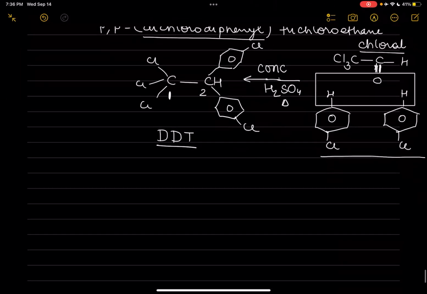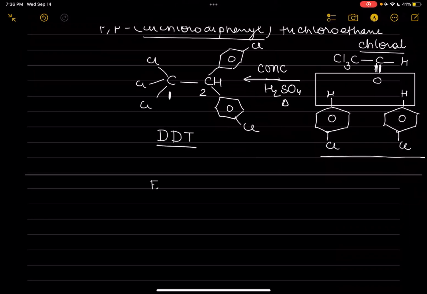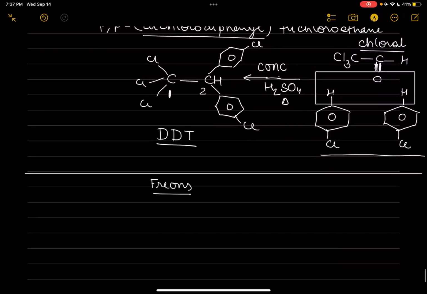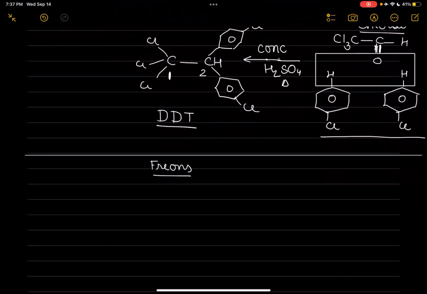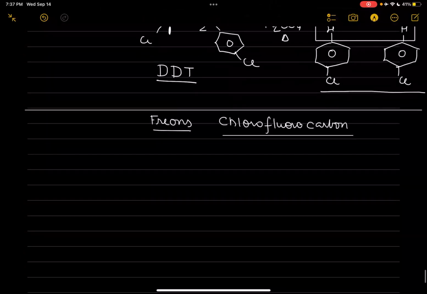Okay. And the last one is freon. Freons are also known, as I told you, as chlorofluorocarbons. They are used as refrigerants.